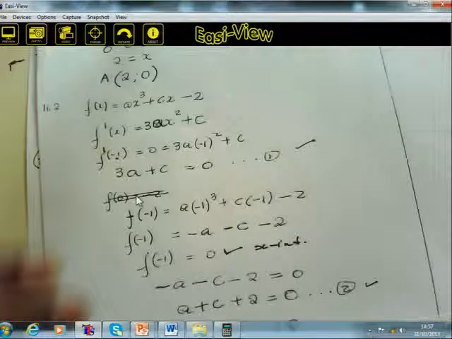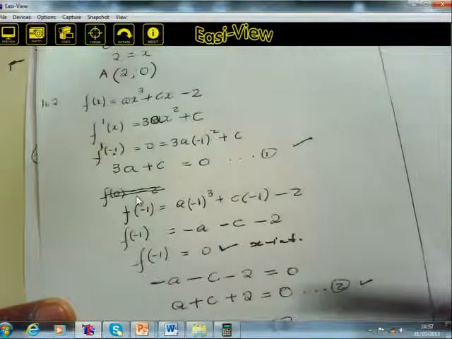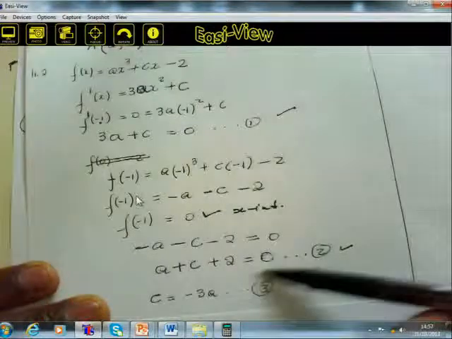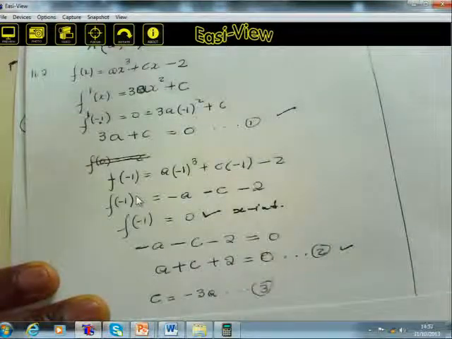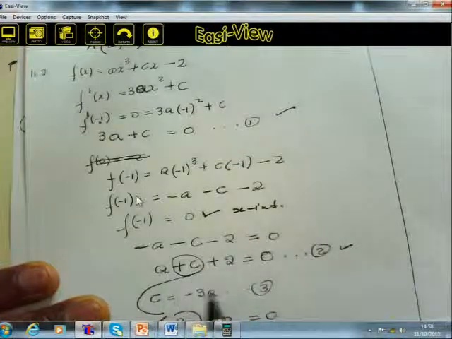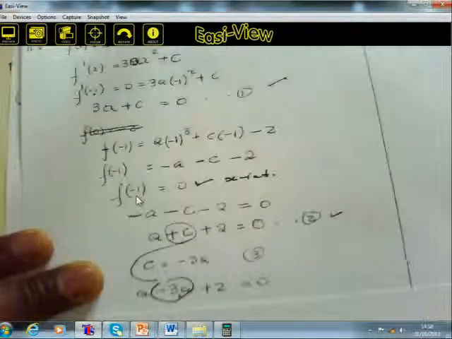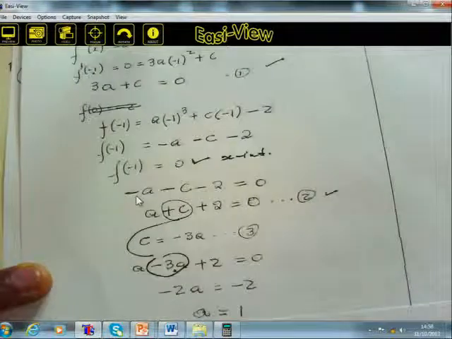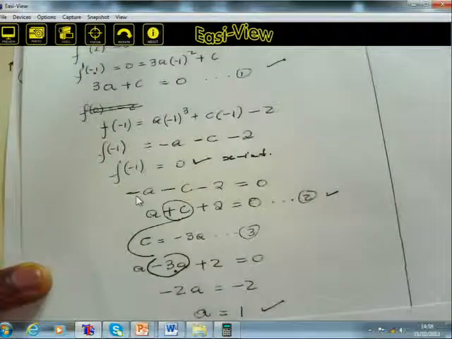And then from there, you solve the 2 equations simultaneously. Equation 3, you take equation 1, and you make C the subject of the formula. C is equal to -3a, and then you substitute in the position of C, how much? -3a. Can you see that? And then you get -2a being equal to this. In this case, you have managed to prove that a is equal to 1.